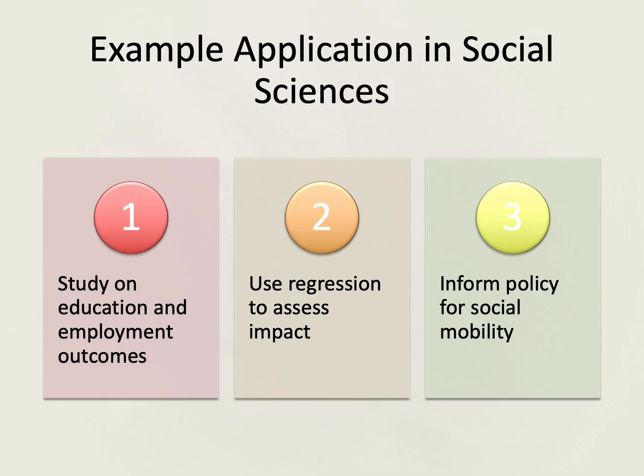Following our healthcare example, let's examine an application of quantitative research methods in social sciences, a study on education and employment outcomes. The study collects data on education levels, socioeconomic status, and employment rates, using linear regression to assess how education impacts income. For example, the model might show that each additional year of education increases income by a significant amount, p less than 0.05, providing evidence for education's role in economic advancement.